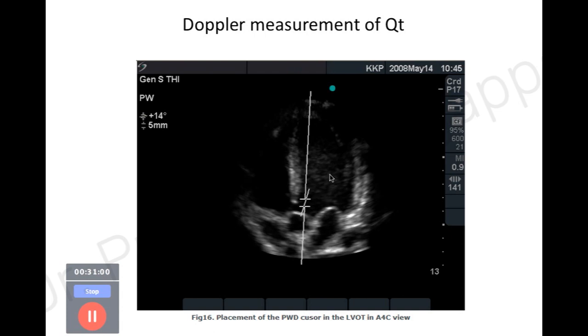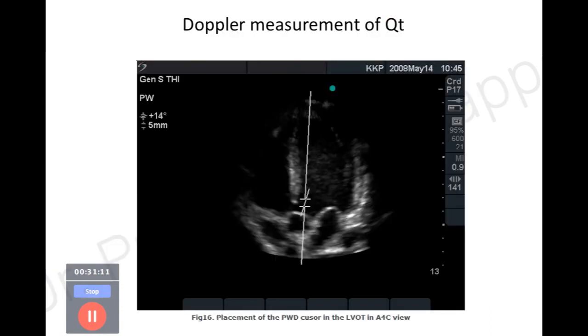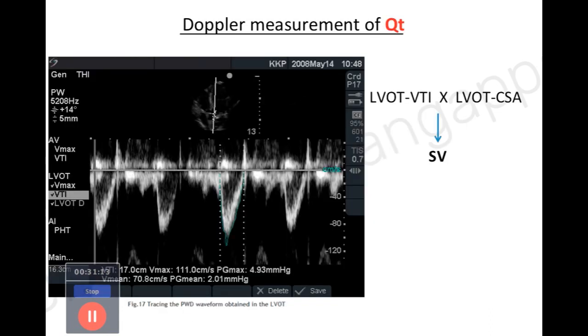This is the LA, LV, RA, RV. So this is the LVOT. You keep the sample proximal to the left ventricular outflow tract, and then you put a pulse wave Doppler, you get a waveform. So you track this waveform, you get a LVOT VTI.